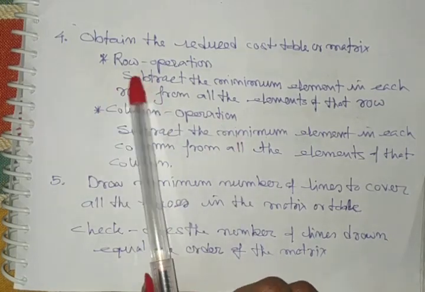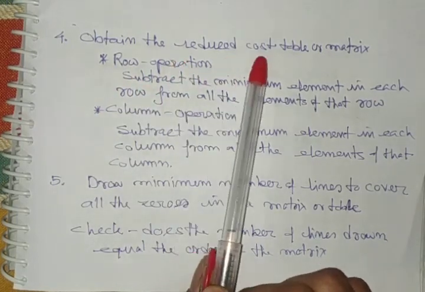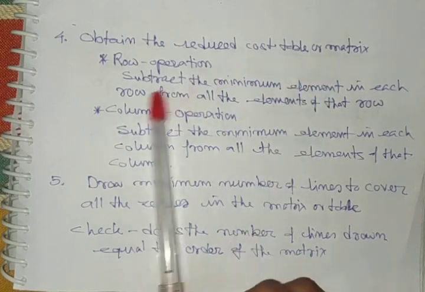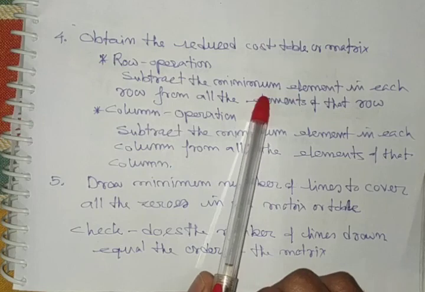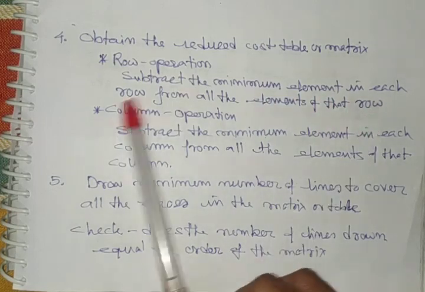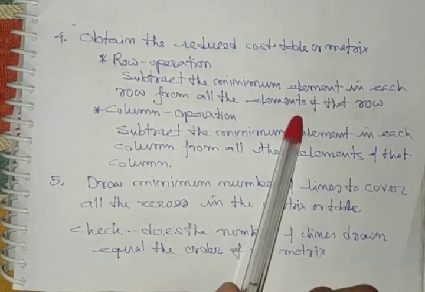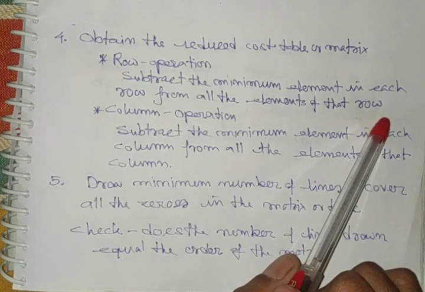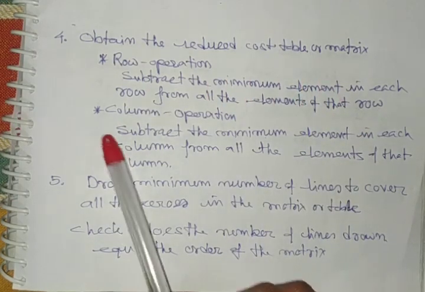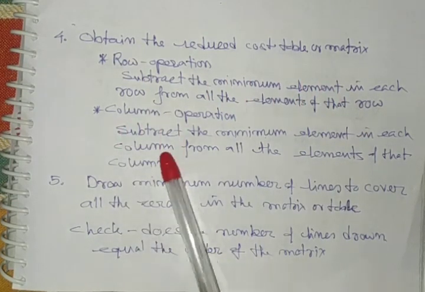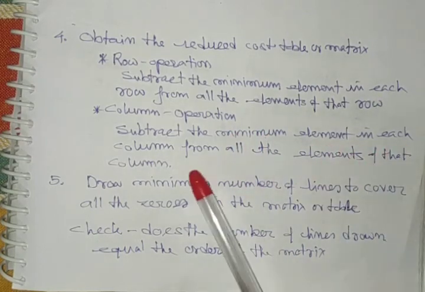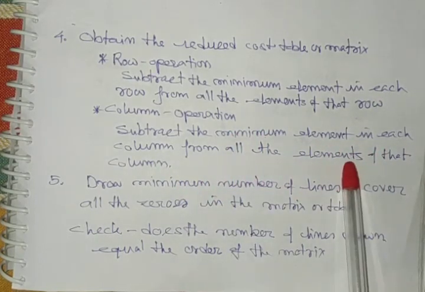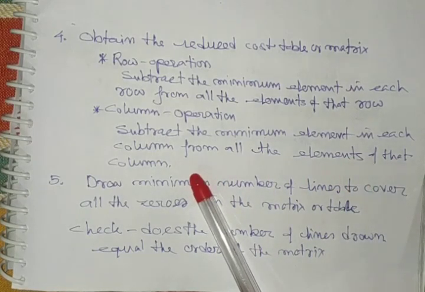After obtaining the reduced cost matrix by using the above step, let's come to the next step, that is obtaining the reduced cost matrix or table: row operation. Subtract the minimum element in each row from all the elements of that row. Similarly, column operation: subtract the minimum element in each column from all the elements of that column.